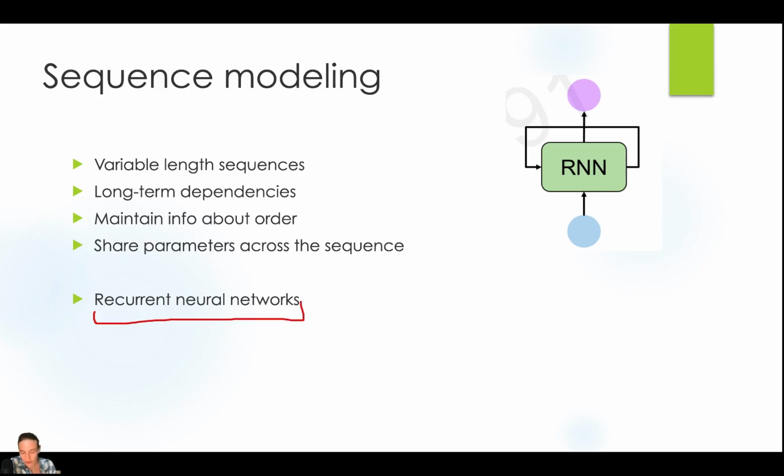Recurrent neural networks take variable length sequences. They try to learn long-term dependencies and they maintain information about the order. What's interesting is that they share their weight parameters across the sequence. They're typically depicted like this. Instead of just having the neural network arrow here, we have this recurring connection that gives the module a sort of memory, so it can remember the past sequences.